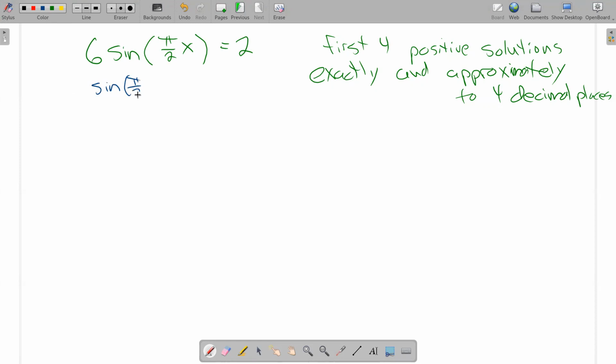Sine of pi over 2 x is equal to 2 over 6, and 2 over 6 is really 1/3. I pause here for a minute. Since this is more than just a single variable in there, I'm just going to call that theta for a moment. And then just imagine, when is the sine of theta 1/3?